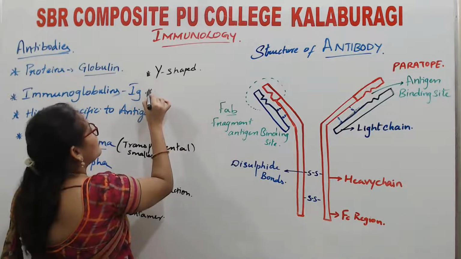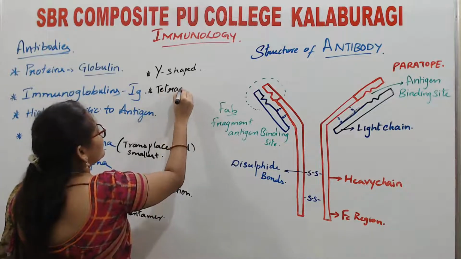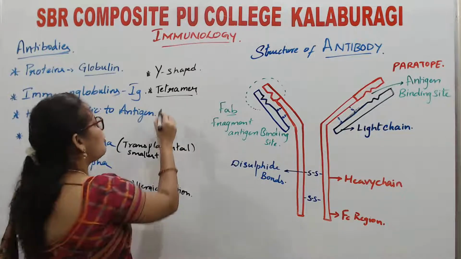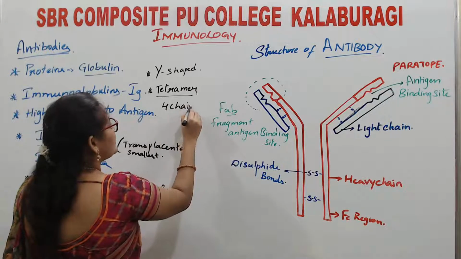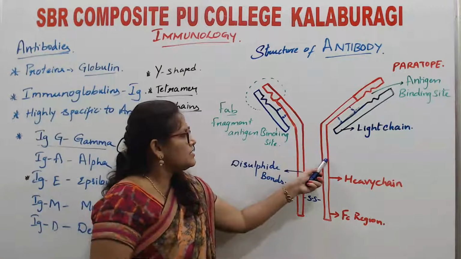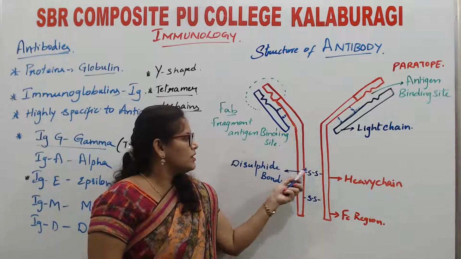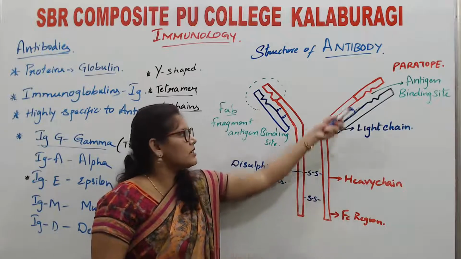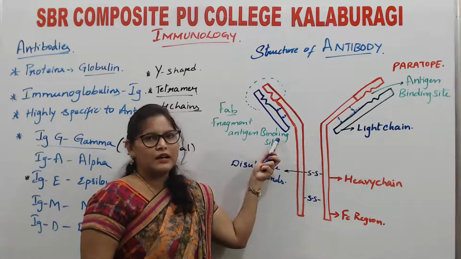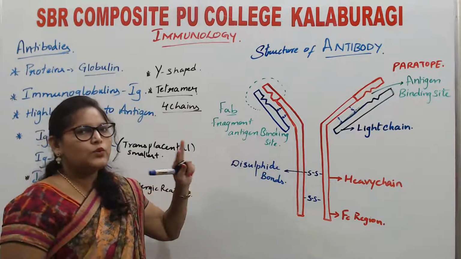And it is a tetramer. Antibody is a tetramer. Tetramer means having 4 chains. How many chains is it having? 4 chains: 2 chains are heavy chains and 2 chains are light chains. These 2 are heavy chains, which are large, red in color, and 2 chains are short and they are known as light chains.